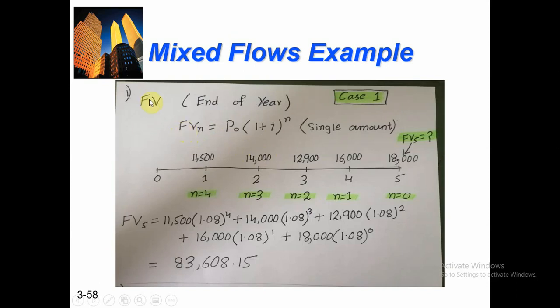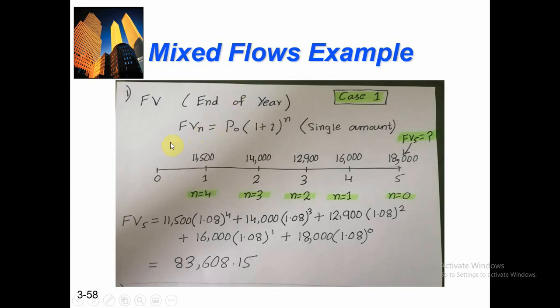To calculate the future value, the equation is FVn is equal to P0 into (1 plus i) to the power n. FV is the future value, n is your time period, P0 is basically your cash inflow, the deposit which you invest in the company. i is the interest rate which you earn, which is offered by the depositing institution, and n is your time period.